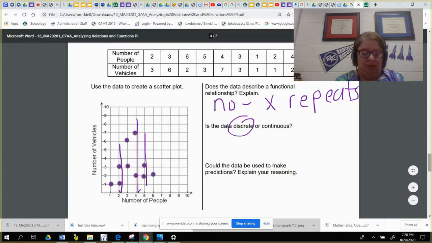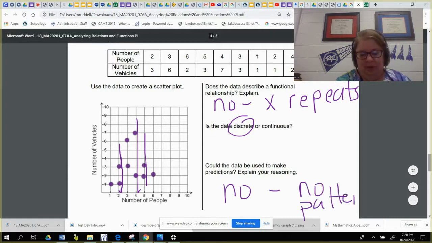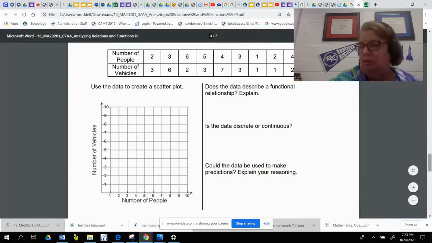Could the data be used to make predictions? Based on this set of data, can we predict how many vehicles will be by the number of people? No. There's no pattern. No correlation. Okay? All right.